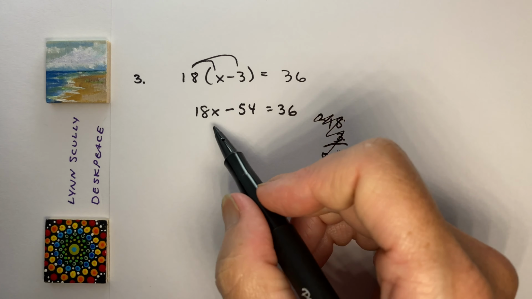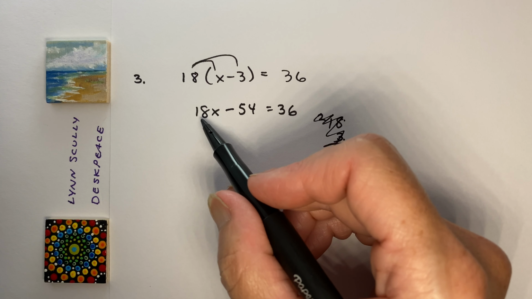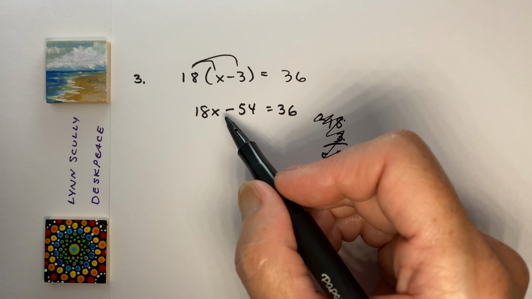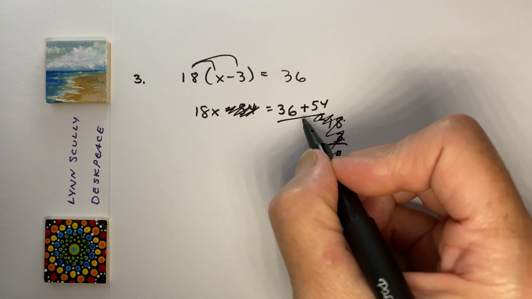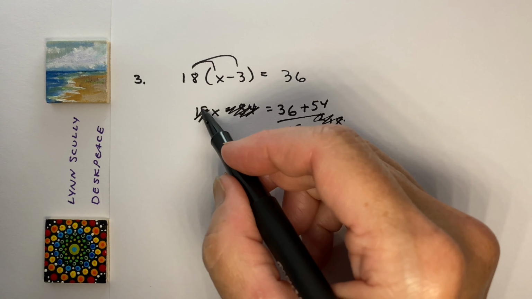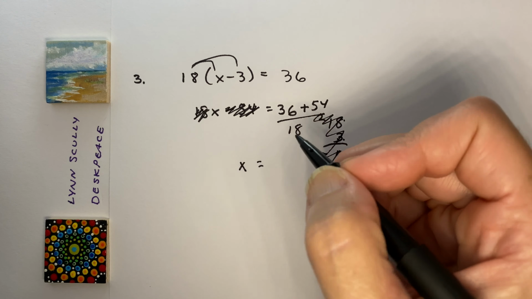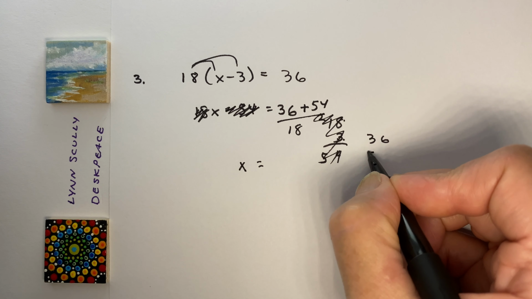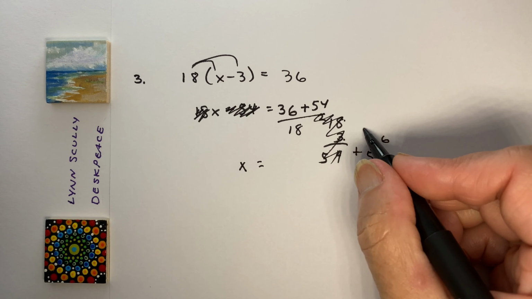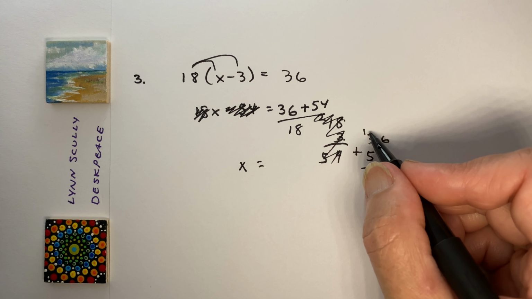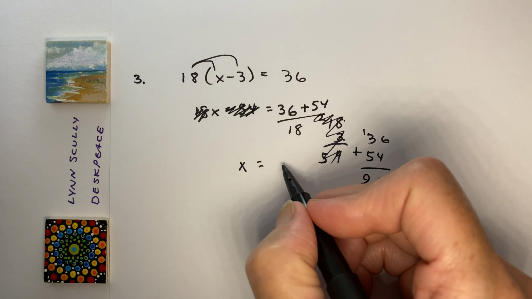I'm going to move this a little. I want to get x alone. 18 is attached by multiplication. 54 is attached by subtraction. I undo subtraction first, and I add it to the other side of the equal sign. This 18 is attached by multiplication. I move it by division to the other side of the equal sign, and I'm getting x equals 36 plus 54. 6 plus 4 is 10, carry the 1, 5, 6, 7, 8, 9. I have 90. 90 over 18.